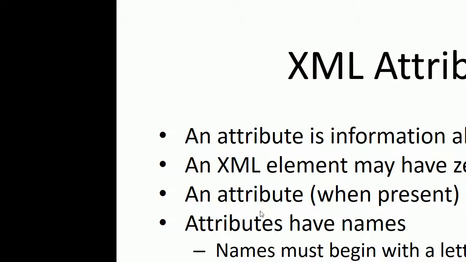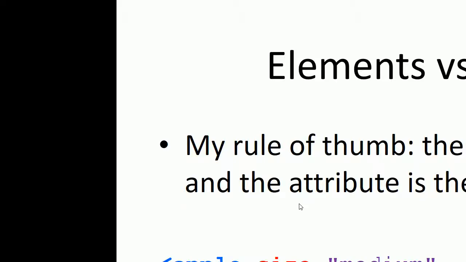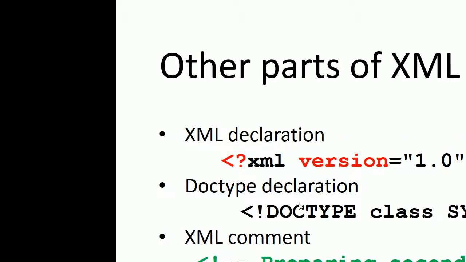You should be careful when you're using the Mac text editor because it inserts curly apostrophes or curly quote marks, and those are technically not legal in XML for attributes. Okay, so attributes versus elements. Everybody's got a different rule of thumb. My rule of thumb is that element is the noun and attribute is the adjective. So in this apple element, we see that the name of the element is apple, and then the adjectives are the attributes: size, medium, price, inexpensive.